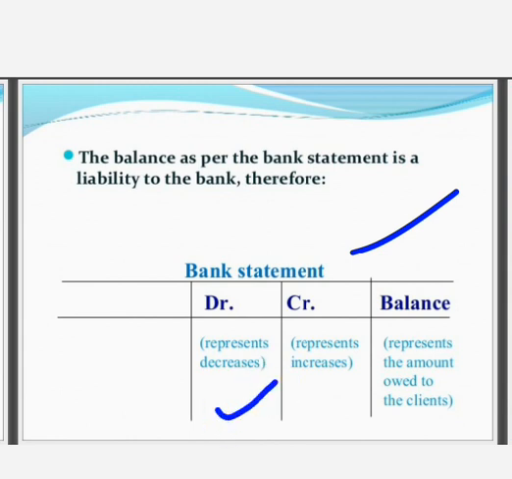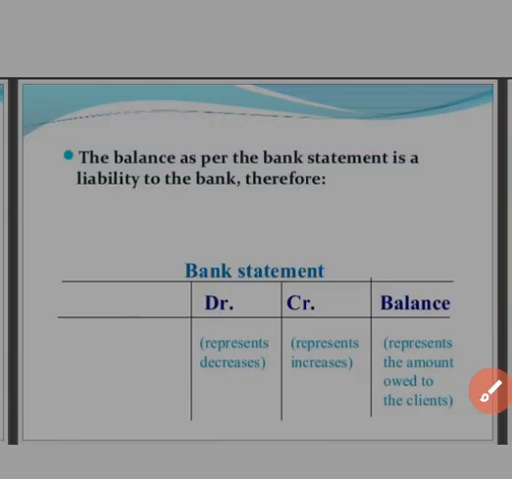The debit side shows a decrease and the credit side represents an increase in the balance in the customer's account. Clear? The bank statement is the reverse of our cash book. Its debit side shows a decrease in bank balance and its credit side shows an increase in bank balance. It means if we have deposited 5,000 in our bank account, then it will be recorded by the bank on the credit side. And if we withdraw 2,000 from our bank account, then it will show on the debit side.